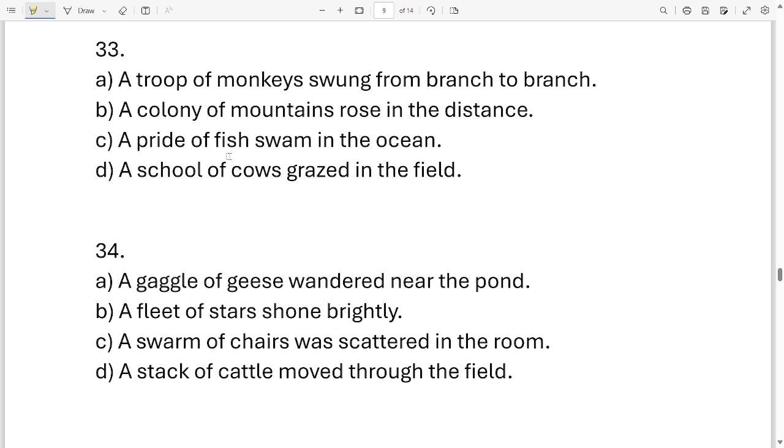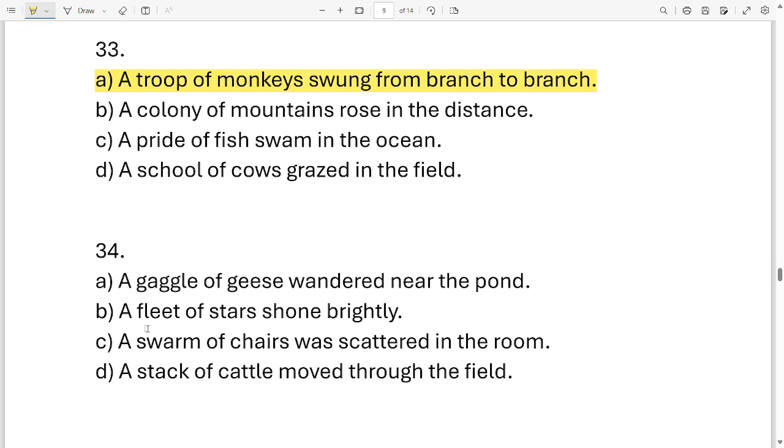Next. A pride of fish swam in the ocean. Next one. A school of cows gazed in the field. Now, select which of these sentences is using collective noun properly. Is it option A, B, C, D? It is option A. A troop of monkeys swung from branch to branch.